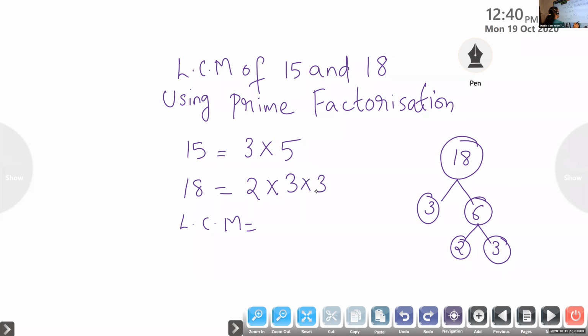See children, after writing everything, multiply and check whether you got this number. 3 into 5 is what? 15. After writing as the product of prime numbers, children, you have to check whether, when you multiply, you get this product. 3 into 5 is 15. Now 2 into 3 is 6, into 3 is 18.